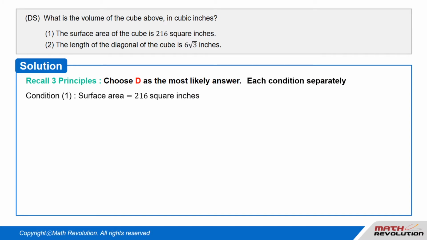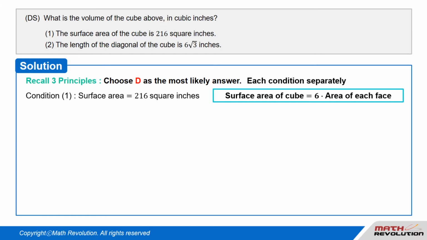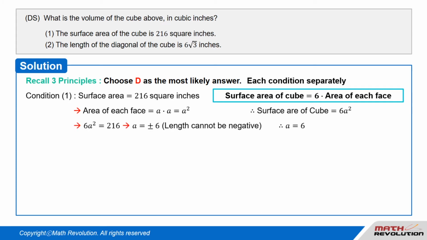Let's take a look at each condition separately to see how this works. Condition 1 tells us that the surface area of the cube is 216 square inches. As the surface area of a cube is 6 times the area of each face, area of each face equals A times A equals A squared. Surface area equals 6 times A squared. Putting this into equations, we get 6 times A squared equals 216.